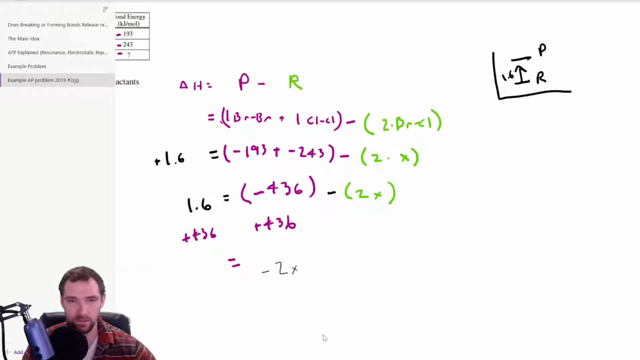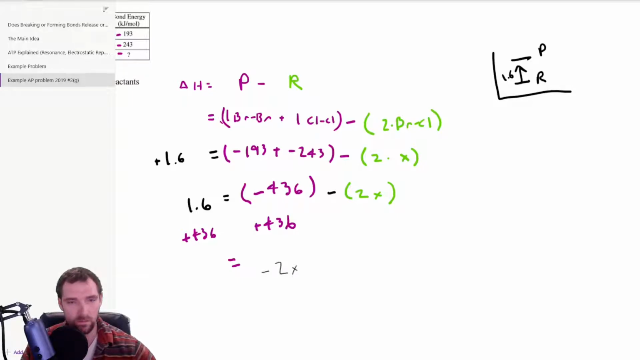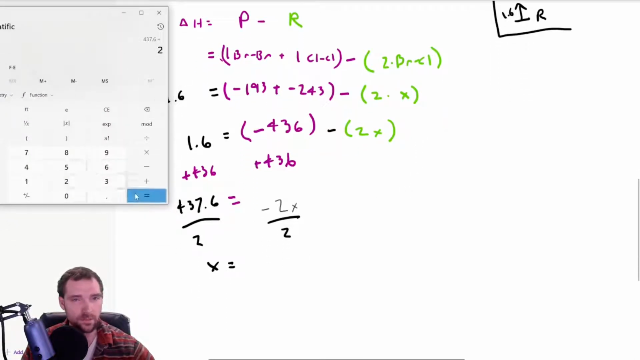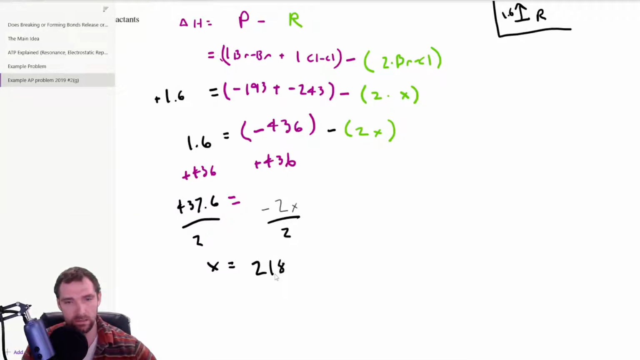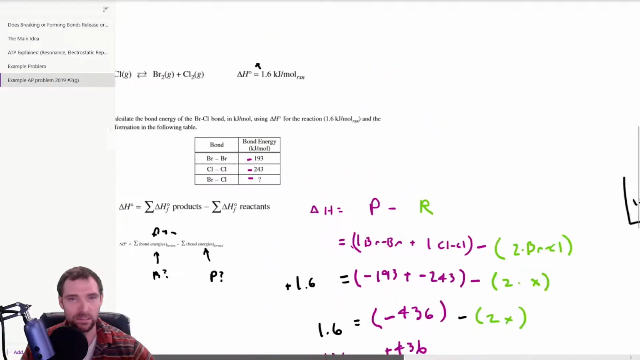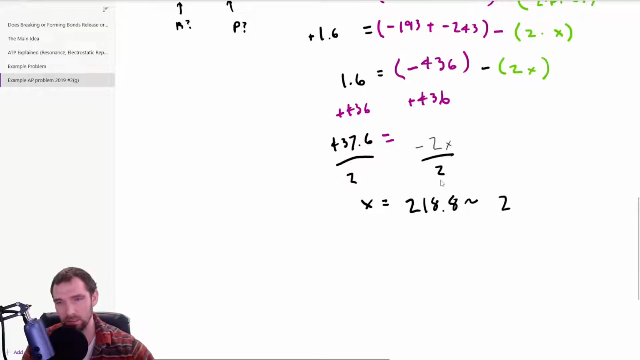And that's equal to, what did we say this was? 437.6. And then we can divide both sides by 2. And we should get the amount of energy in one of these bonds. So if we do that, 437.6 divided by 2, and we get 218.8. And I think we can round this. Because it's an AP test question, I think that they're looking at this, and it looks like we had 2 sig figs. So you'd need to round this to 2 sig figs. I think that'd be like 220 kilojoules per mole, right?